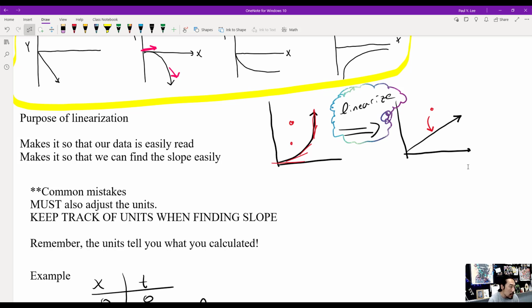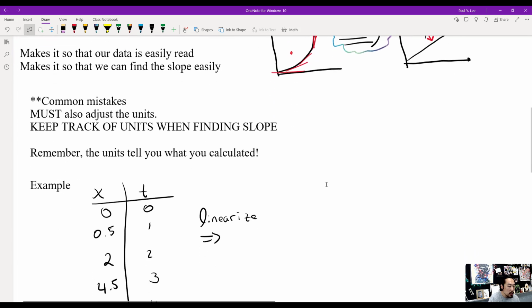A common mistake that students always make is that you don't adjust the x and the y axis units and the variables, and I'll show you what I mean in our example problem. And of course, you should always be keeping track of the units, because the slope, as I mentioned before, tells you something very specific, and knowing the units of that slope can tell you, hey, for this kind of graph, the slope represents this, which helps us out. All right, so let's do an example.